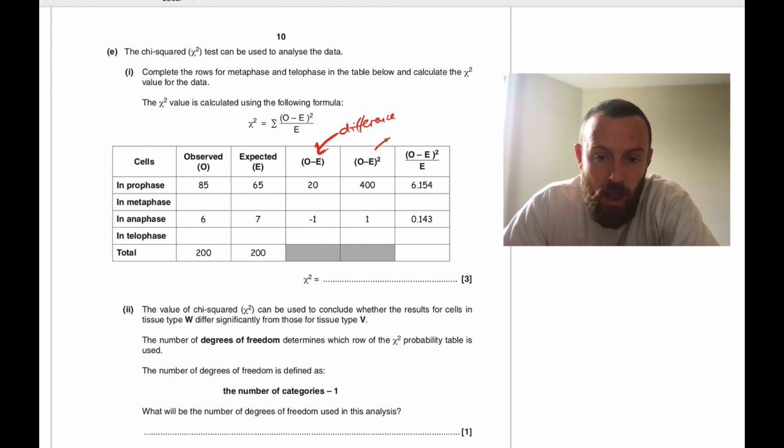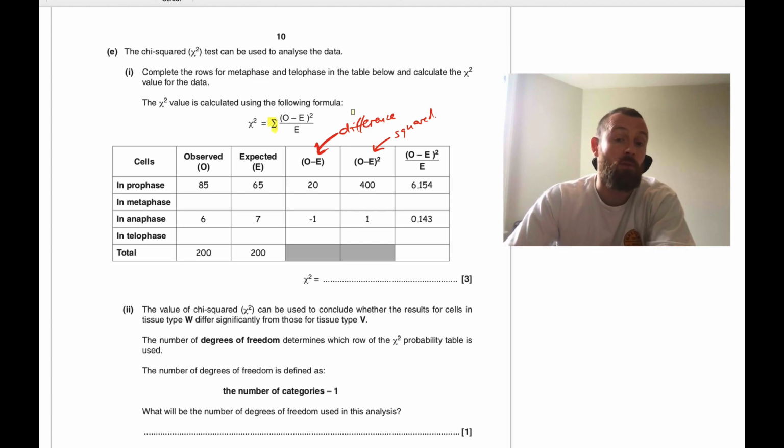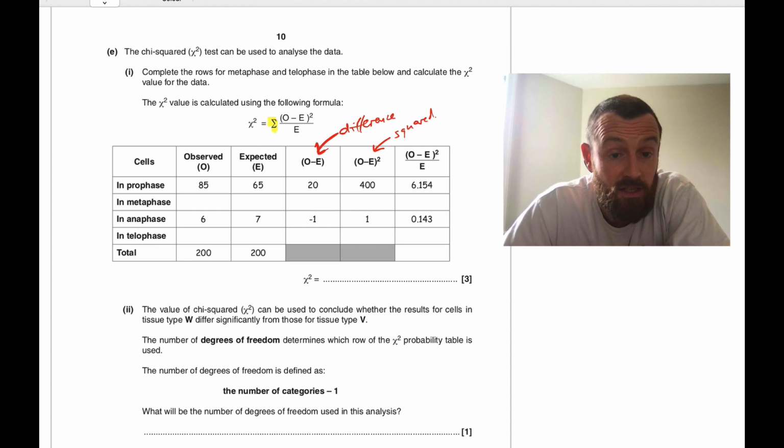And then you have to square that difference. So 20 squared is 400. And then you have to divide that squared value by the original expected value. So that's 400 divided by 65, which is 6.154. And then hopefully you recognize this symbol here. What you do is you sum all of those. Okay, so if you fill out the table, you might have done it correctly. So let's do that.